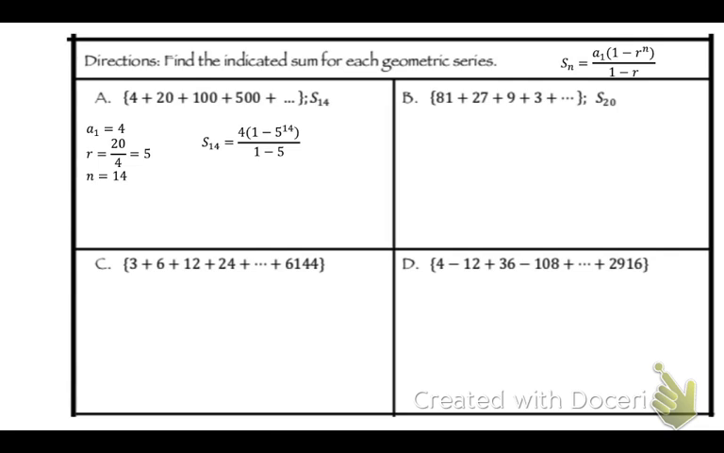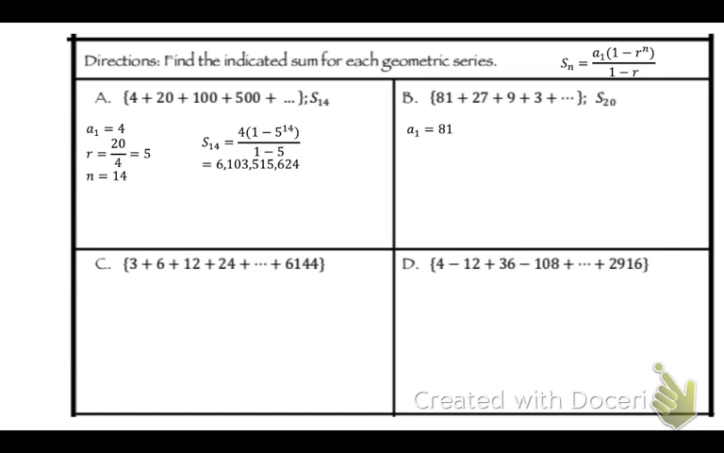So we're going to plug that all in. S14 equals 4 times (1 minus 5 to the 14th power) divided by (1 minus 5). And you get 6,103,515,624. Really big number. Okay?